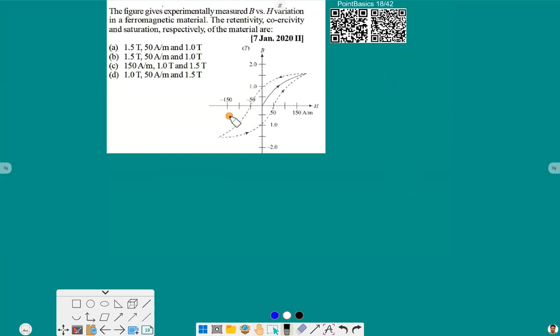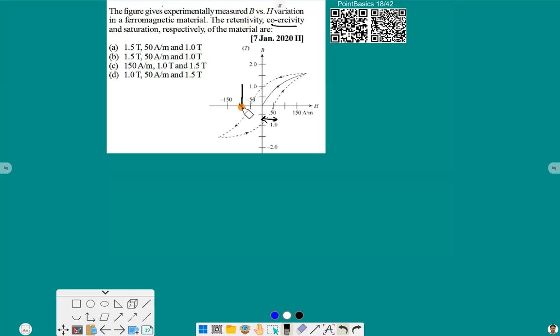Here we have again this BH variation, and it is measured in a ferromagnetic material. We have to find the retentivity, coercivity, and saturation respectively of the material. We just discussed in the previous graph that in the BH curve, if we have B here and H here, this is known as coercivity. So coercivity will be here 50. So the second term will be 50, and the first term is retentivity.